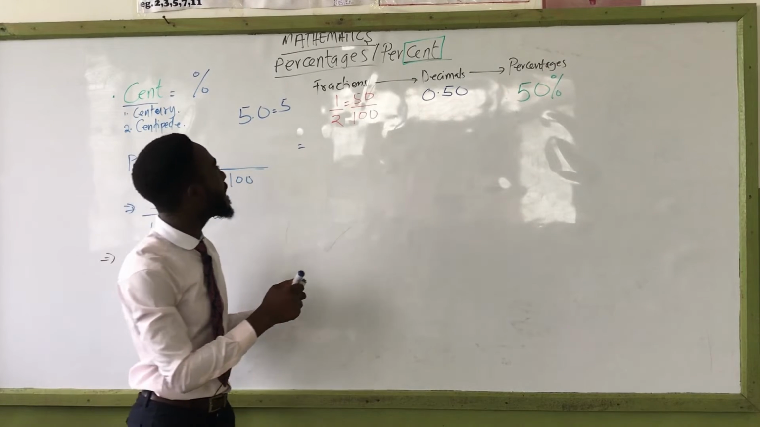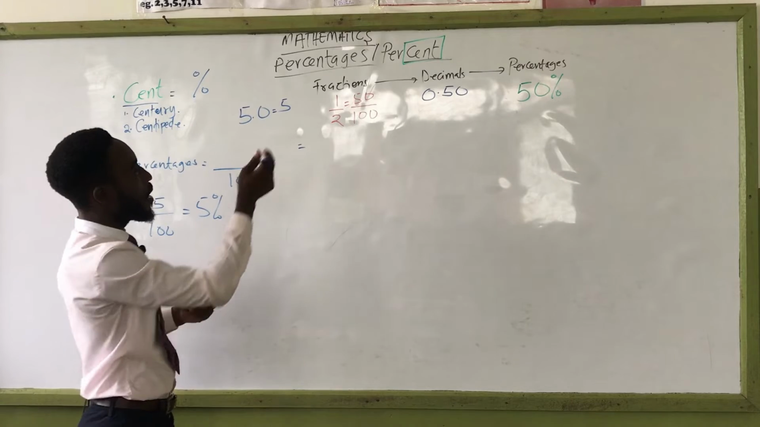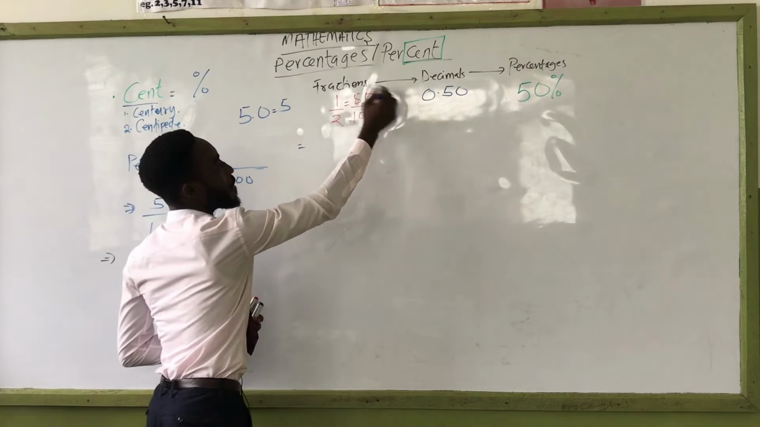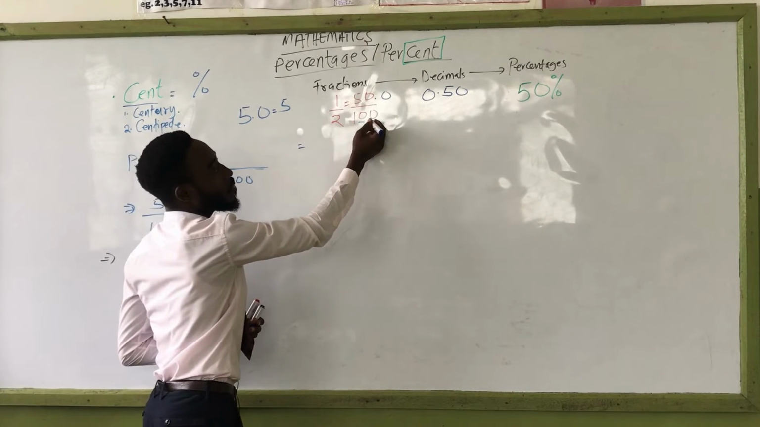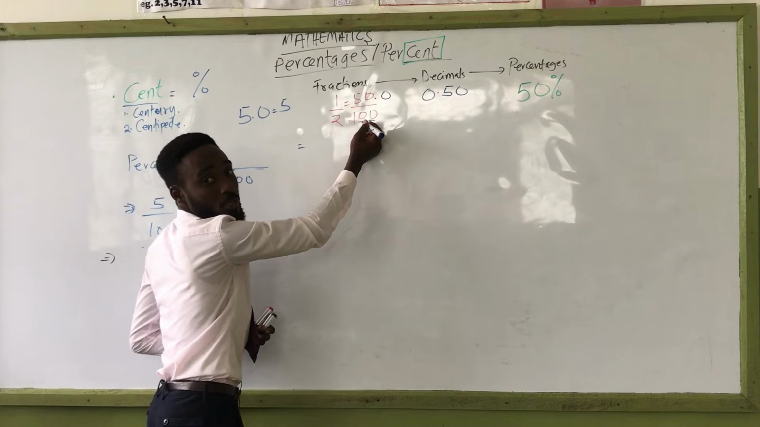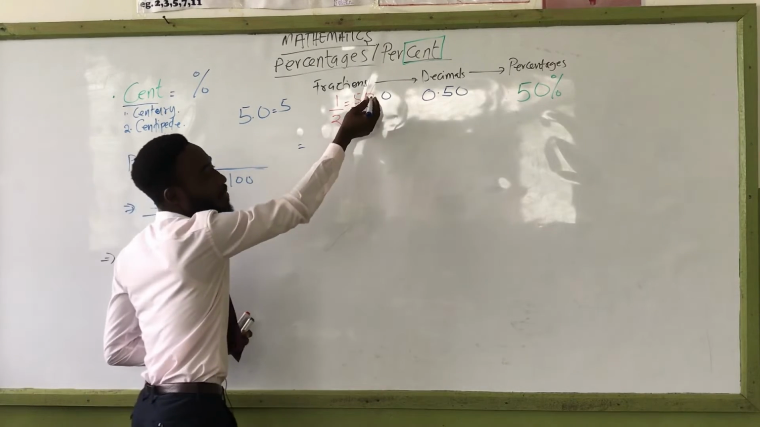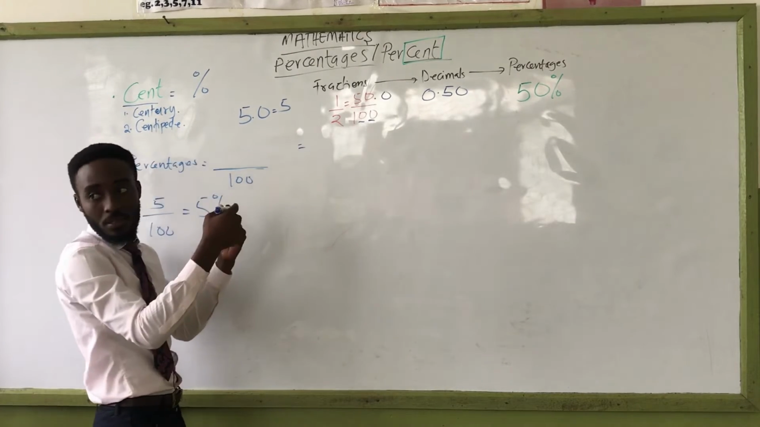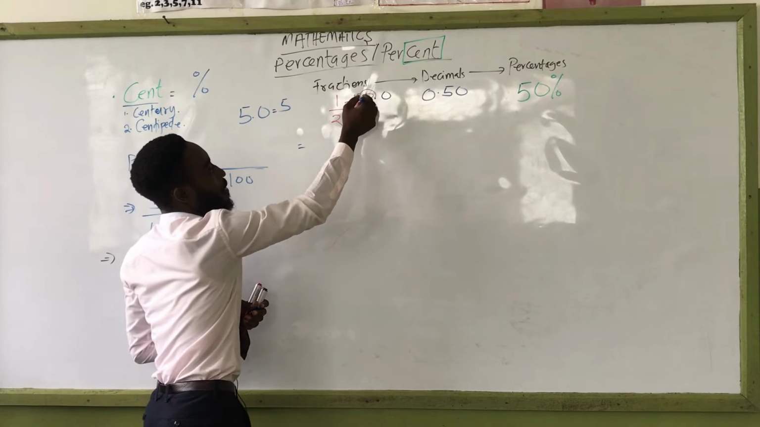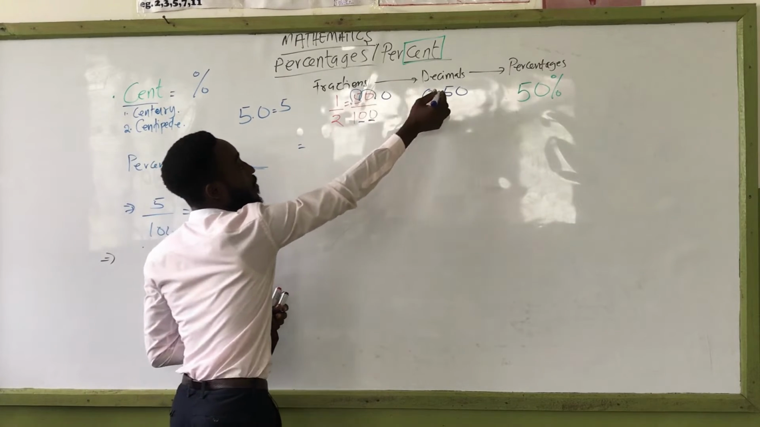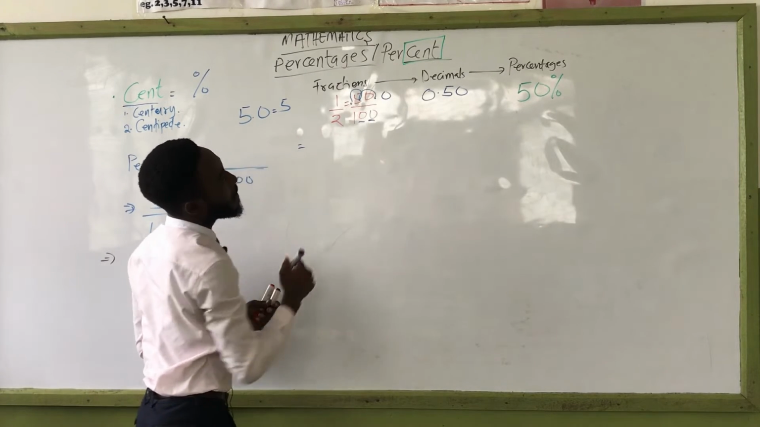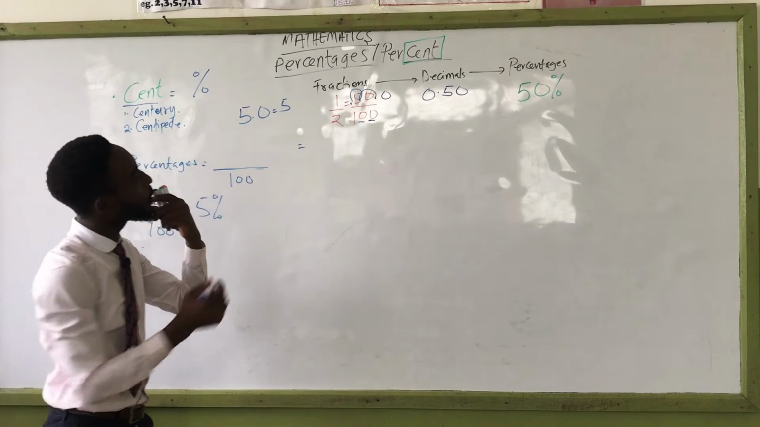So if that's the case, we have the dot here, so 0.0. The two zeros in 100 tell us to move how many times to the left? Two times. So we move 1, 2, and then it lands here. 0.50. 50%.